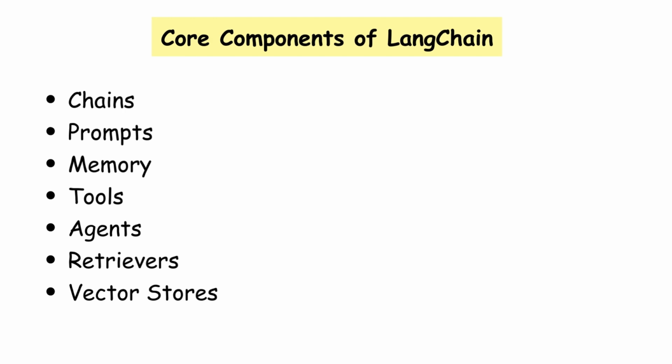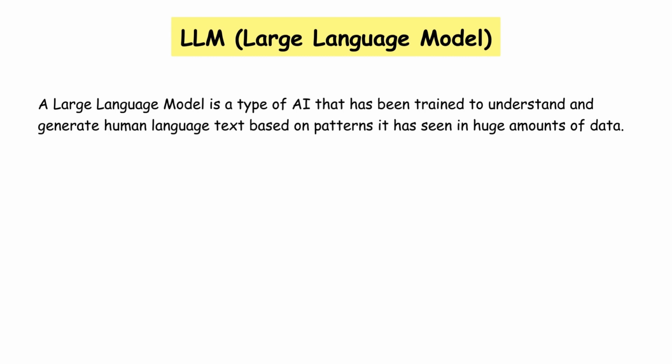So now that we understand that LangChain is a tool to build smart apps using AI, let's talk about the heart of it all, LLM, known as Large Language Model. LLM is a type of AI that has been trained to understand and generate human language based on the patterns it has seen in a huge amount of data.